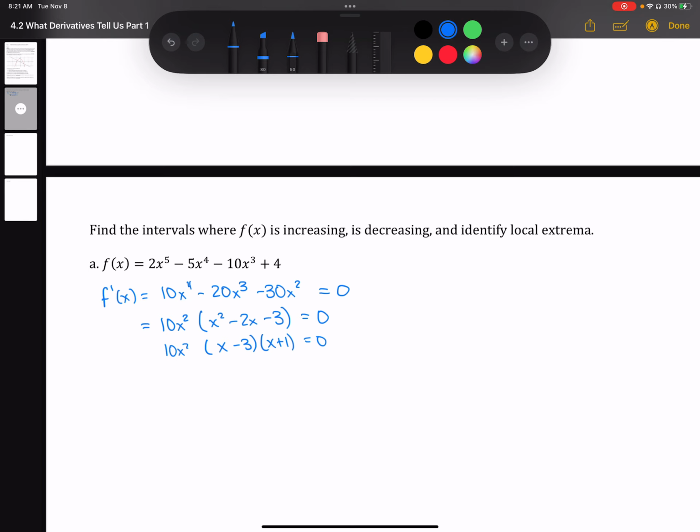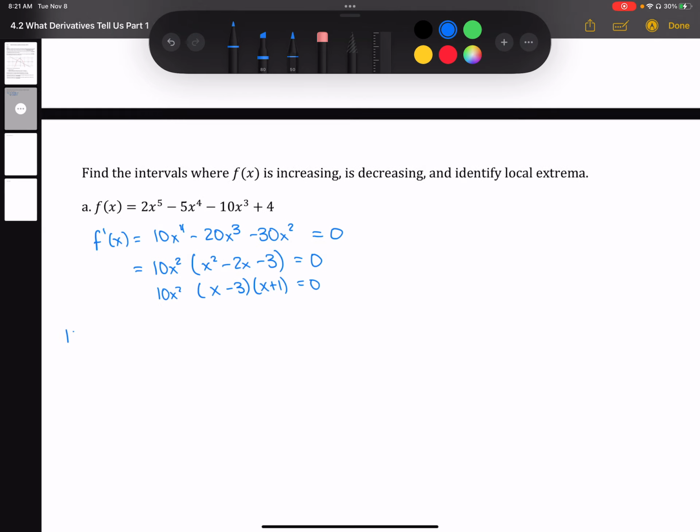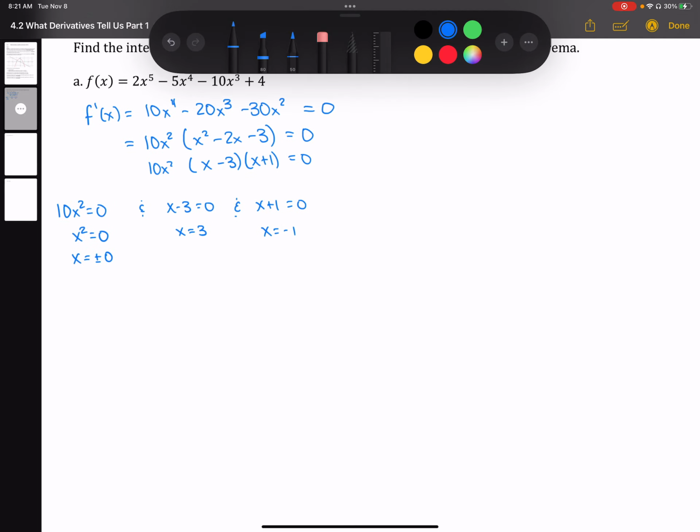And we get 10x squared. So if we have 10x squared equal to 0, we'll get x squared equals 0. So x equals plus and minus 0, so just 0. And we also get x minus 3 equals 0, so x equals 3. And we also get x plus 1 equals 0, so x equals -1. So our three critical values are 0, 3, and -1.